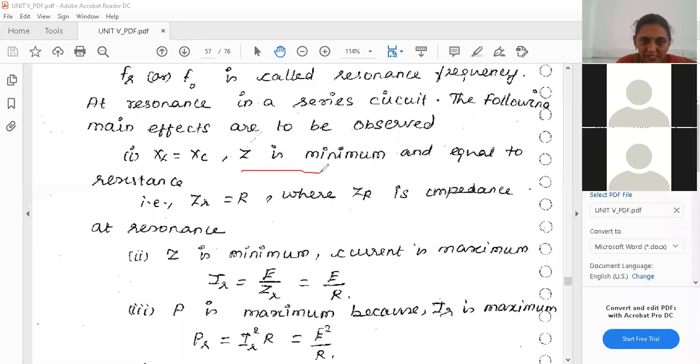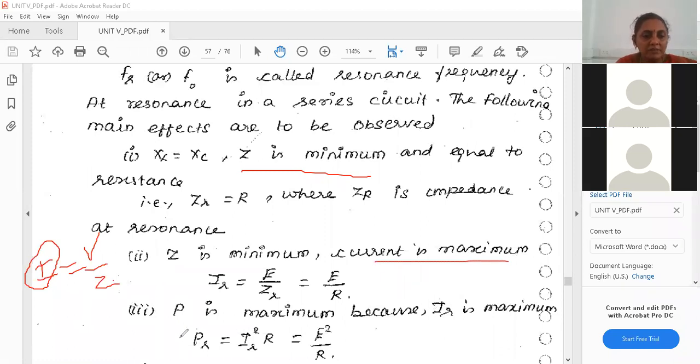Z is minimum. These are the effects of resonance. Impedance is minimum. Now if impedance is minimum, what happens to current? We know the expression, I is equal to V by Z. If impedance is minimum, then what about current? Current should be maximum. That's what is given in the second point. Z is minimum and the current is maximum.